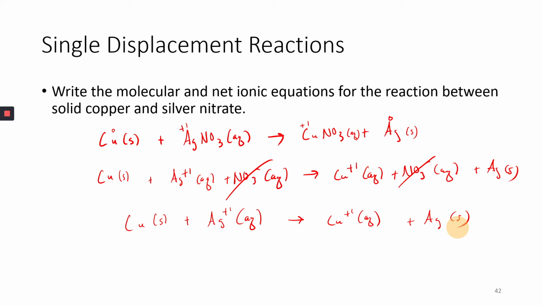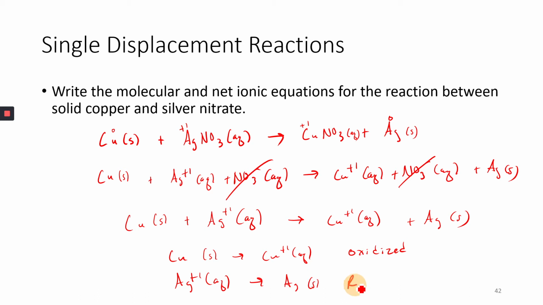So which substance was oxidized? Which substance's charge increased? So by looking at this, you see that copper solid went to copper +1. So that was oxidized. And conversely, silver went from +1 to 0. So that was reduced.